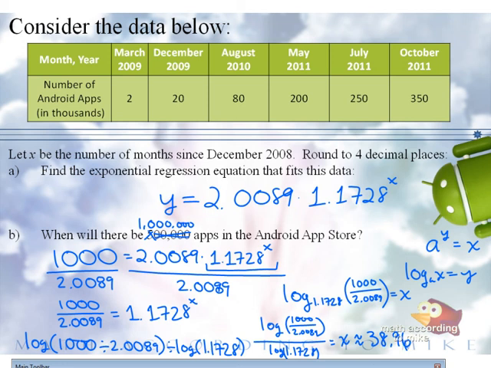So again, do not round that to 39 because then you're going into the next month. So 38 months after December 2008 would be March? February? That's right, because there's 12 months in a year. February of 2012? February 2012.